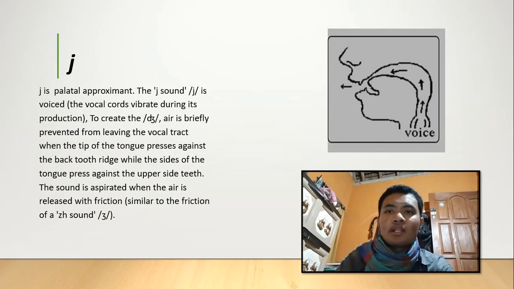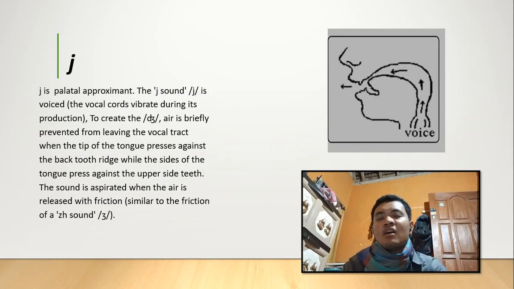Slide 12. J is a palatal approximant and voiced. The sound j is created by air being briefly prevented from leaving the vocal tract when the tip of the tongue presses against the back tooth ridge, while the sides of the tongue press against the upper side teeth. The sound is aspirated when the air is released with friction, similar to the U sound.